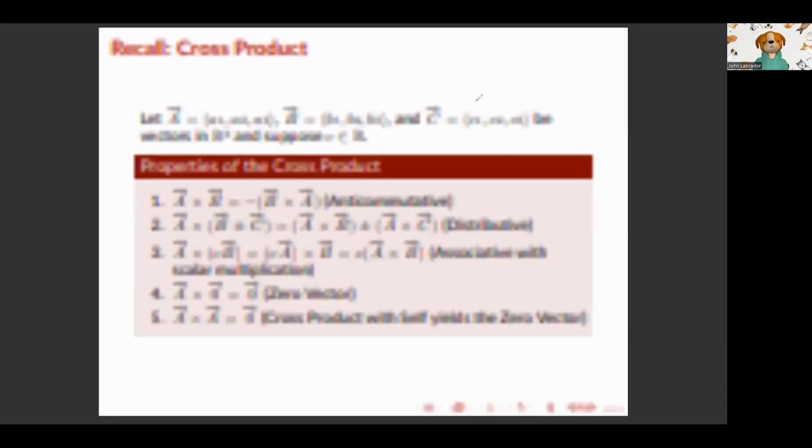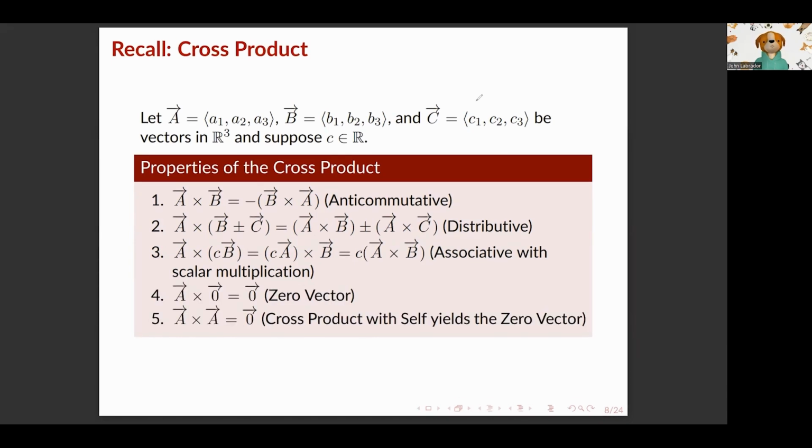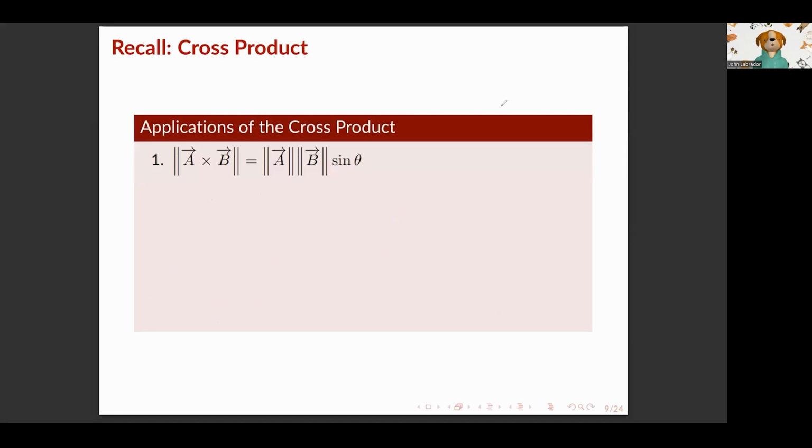For properties 4 and 5, we have these interesting ones. So if we cross a vector with a zero vector, or if we cross a vector with itself, both of these will yield the zero vector. So note, it will yield a zero vector, not a scalar zero. Okay. So for the applications, we have this.